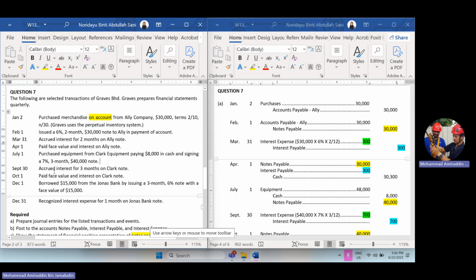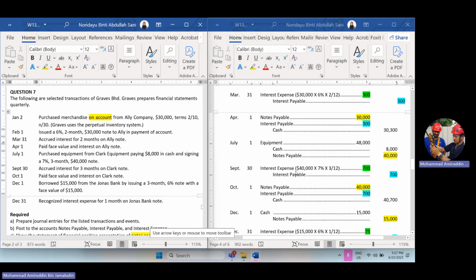September 30th, accrued interest for 3 months on Clark notes. We purchased equipment from Clark on 1st July, so July, August, end of September, that is 3 months. So we compute the interest: 40,000 is the value of your notes, multiply 7%, multiply 3 over 12. So debit interest expense, credit interest payable, adjusting entry. When you have accrued interest, it means an adjusting entry.